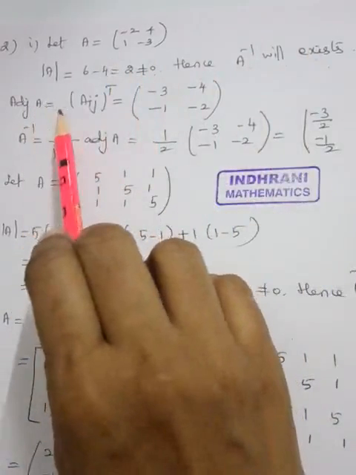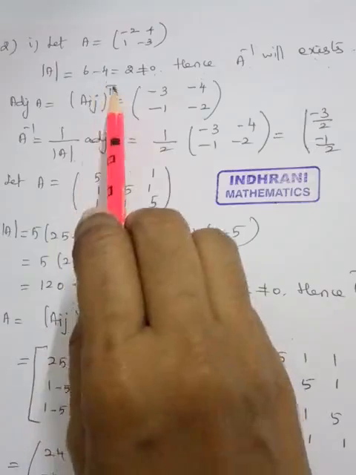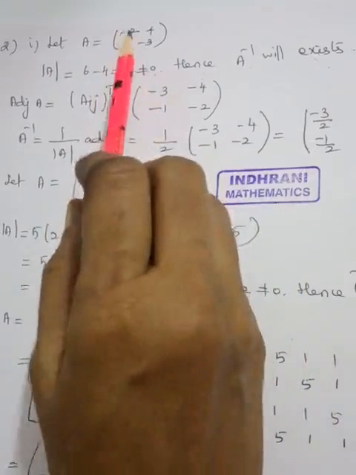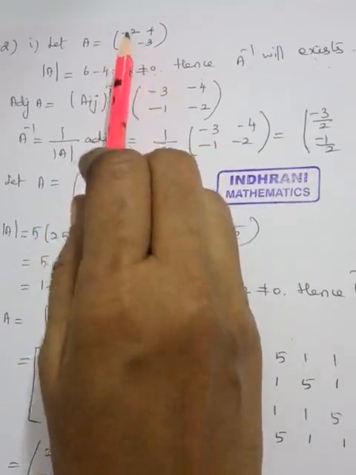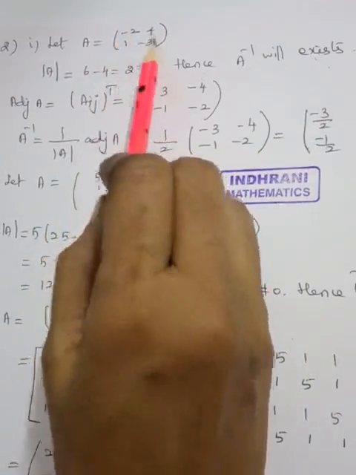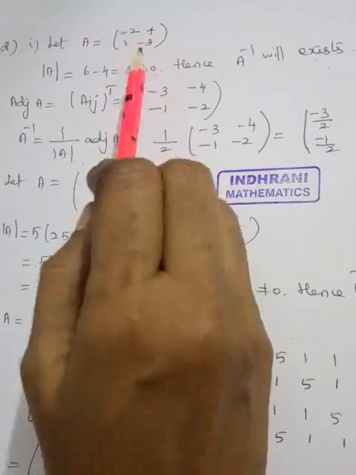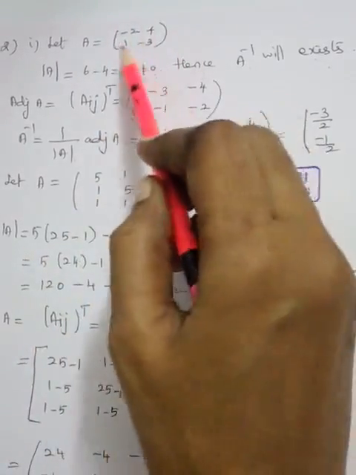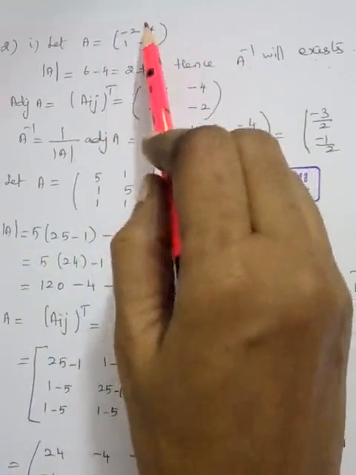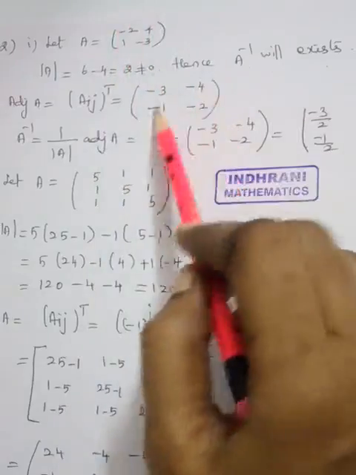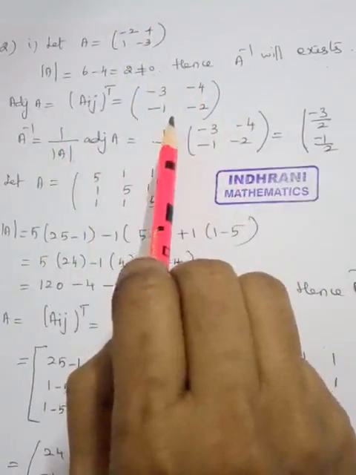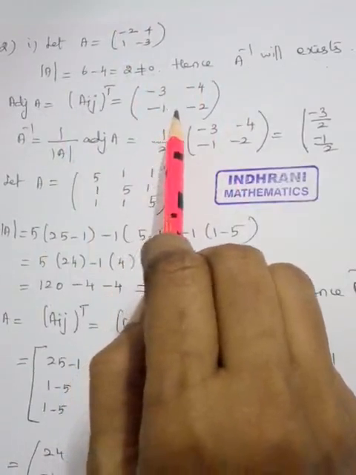Now formula for adjoint of A is matrix Aij whole transpose. That is, for finding adjoint, I am going to start now with shortcut method. So we want to interchange the leading diagonal elements. Minus 2, minus 3 becomes minus 3, minus 2. Then changing the sign for the next elements, that is minus 4, minus 1. So this is nothing but adjoint of A. Shortcut method, we can make use of this for finding A inverse.